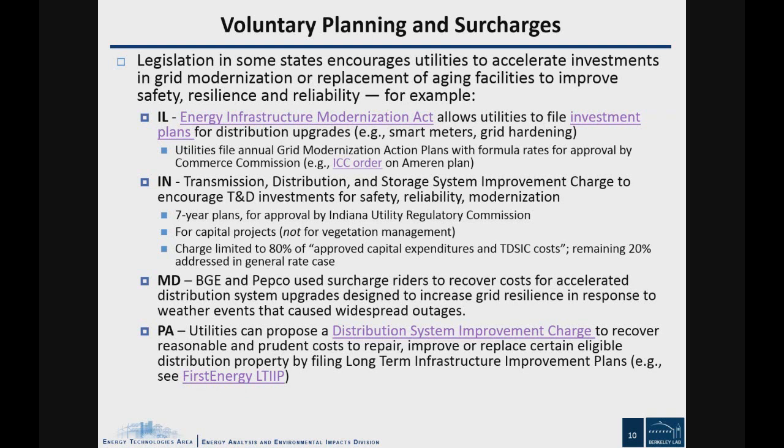In Illinois, a law enacted in 2011 allows utilities to voluntarily undertake infrastructure investments, and they could include smart meters, distribution automation, communication networks, grid hardening, and other investments. And at the same time, the law also requires an annual process to determine the utility's revenue requirement. And in Illinois, they're using an approach called formula rates. So that's where rates are designed to closely track the utility's cost of service.